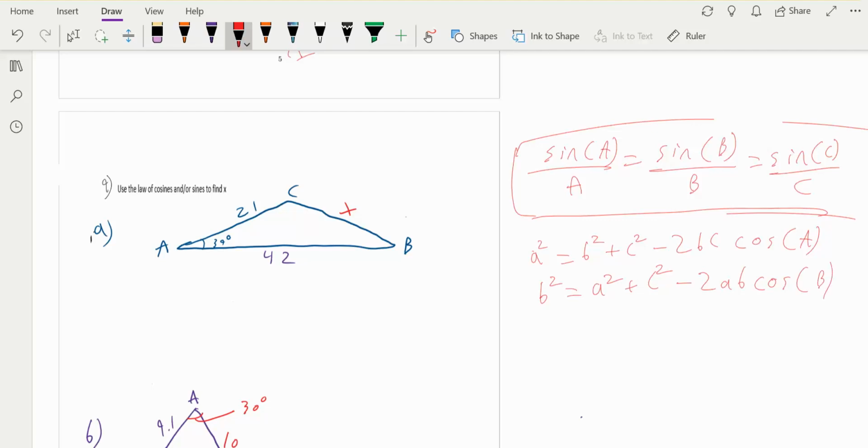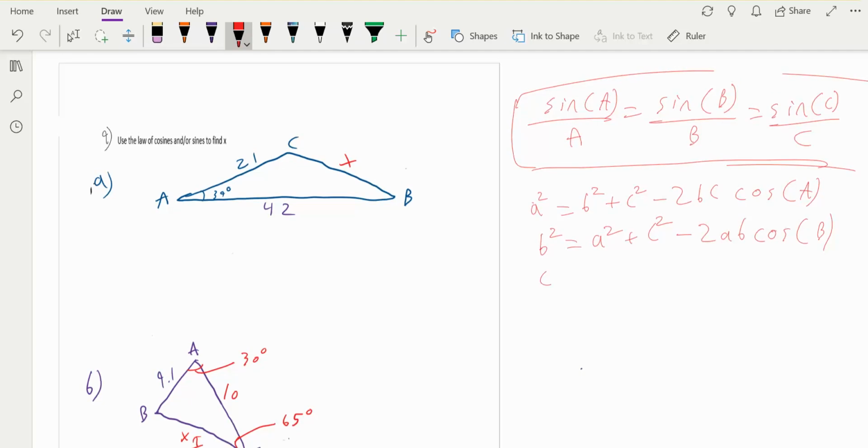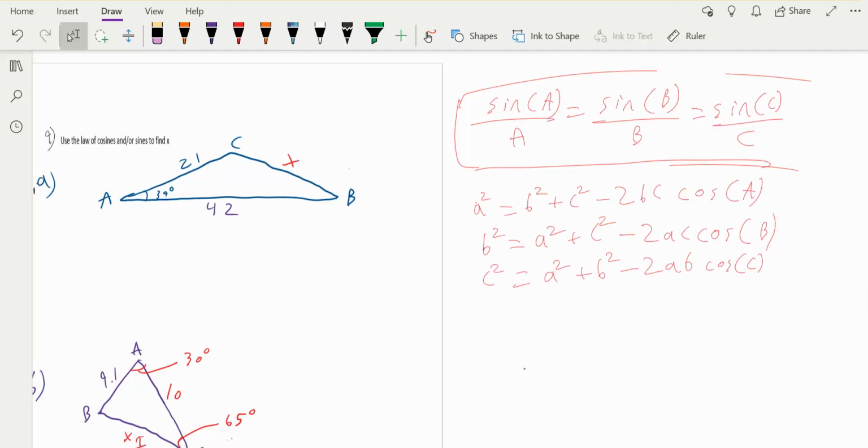If we're trying to find C squared, it's basically the exact same thing, but with different variables. So it would be A squared plus B squared minus 2AB. And I just noticed that in the last part, this should have been minus 2AB cosine of C. Okay. These are the things we're going to be using to solve these questions.